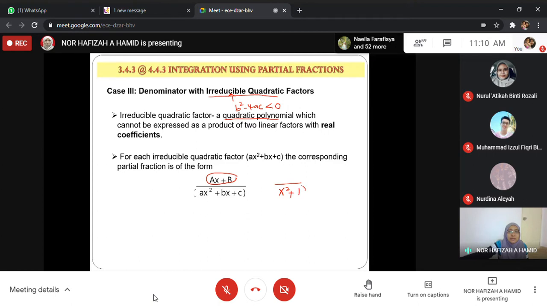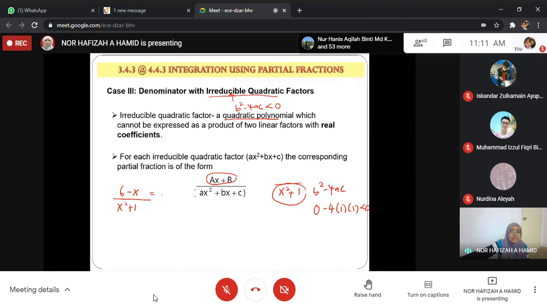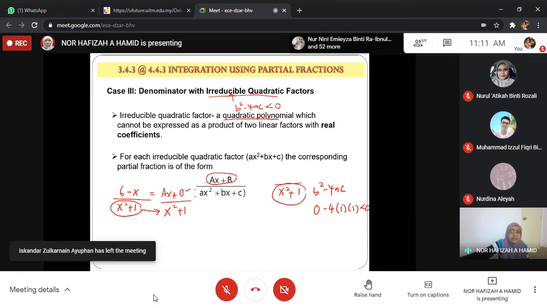So for x square plus 1, if I check using b square minus 4ac, b is 0, minus 4, a is 1, c is 1. So you will get less than 0. Less than 0 is considered an irreducible quadratic factor. For example, if your equation is 6 minus x over x square plus 1, your partial fraction is ax plus b over x square plus 1. So there is no need to factorize x square plus 1. You just copy it back, but in the numerator you must add ax plus b.